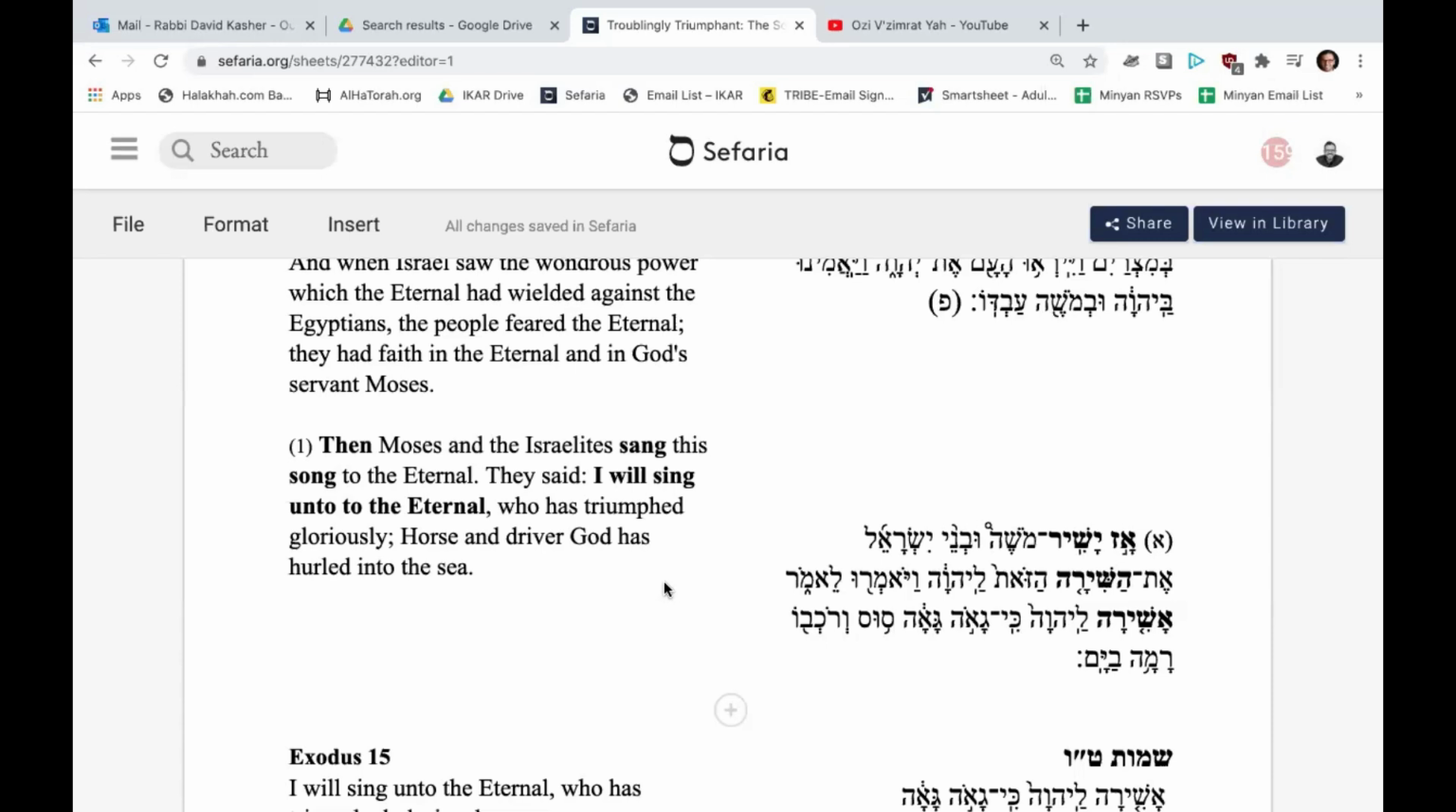I will recite a poem. I will sing a song. So everything that I've said about the centrality of this poem and the paradigmatic nature of this poem, it also begins with the words, I will now recite a poem. Here I go. I will sing to the Lord, who has triumphed gloriously. Horse and driver, God has hurled into the sea. Okay. You already have a taste of what's coming, right? God's so great, and God destroys everything.